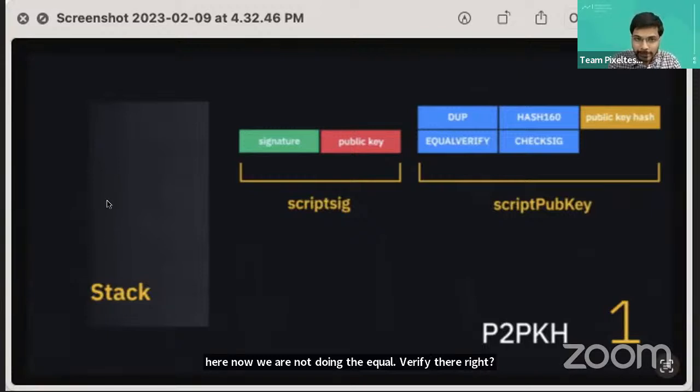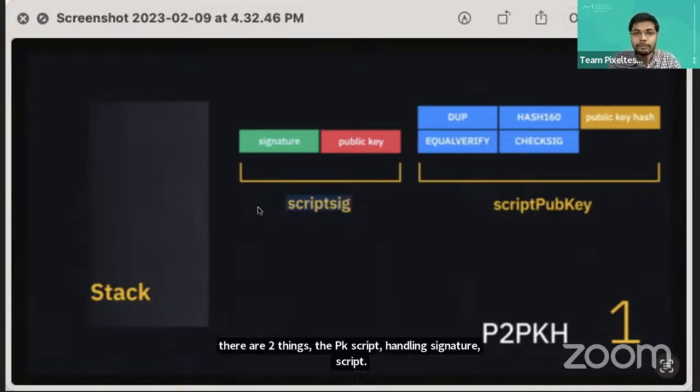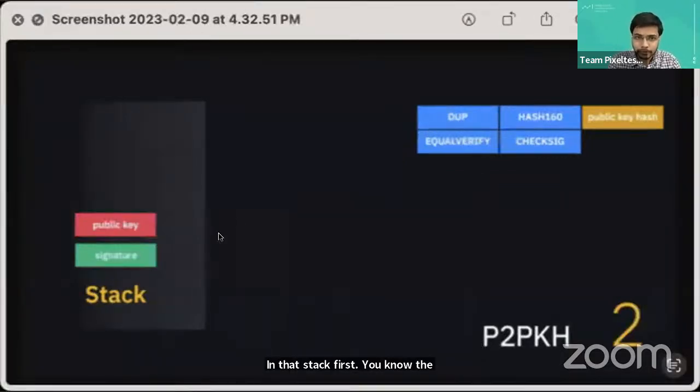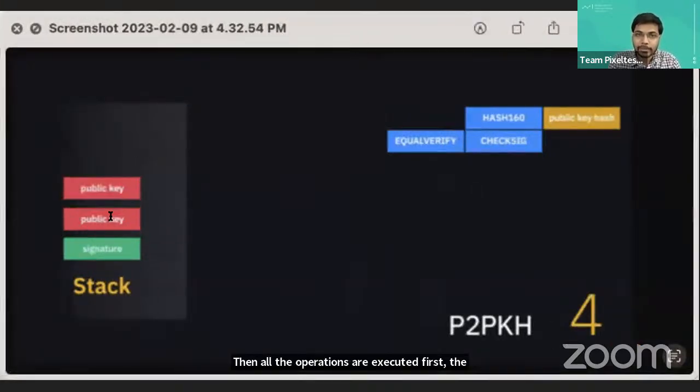In this particular stack, first there are two things, the PK script and the signature script. In that stack, first the public key and signature are stacked in. Then all the operations are executed. First, the duplicate operation, where the duplication of the public key happens.